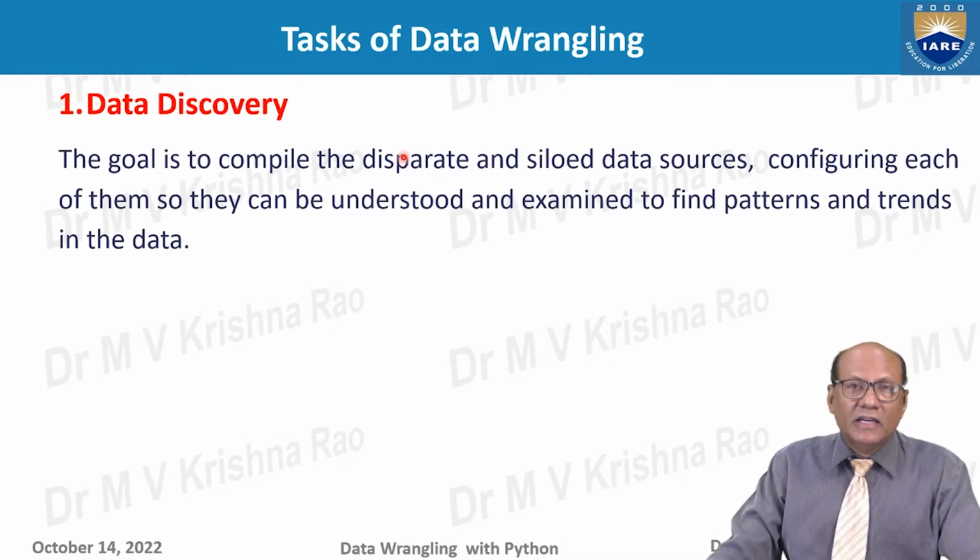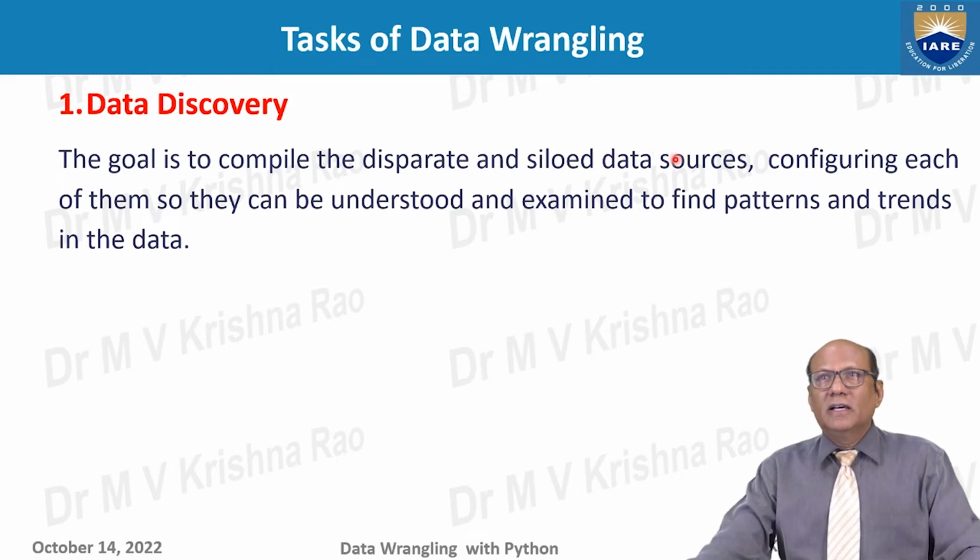Disparate means data collected from different sources. They are distinct, they are independent, and maybe physically, geographically at different locations also. And siloed means isolated, the same thing. Disparate and isolated are both almost the same. So these are the sources you are going to combine.